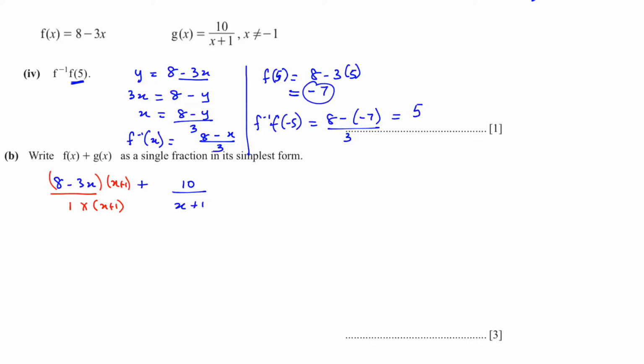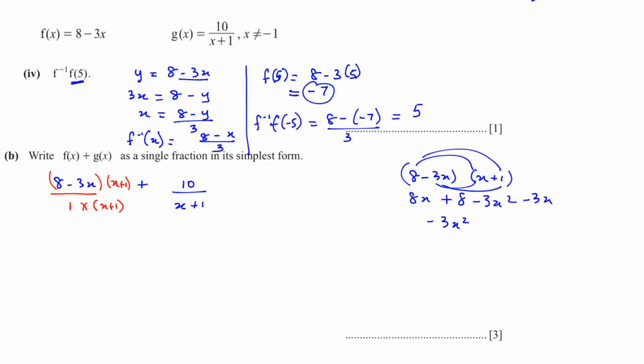Open the bracket up. You can expand the bracket on the side here. You have 8 minus 3x times x plus 1. So 8 multiplied by x is 8x. 8 multiplied by 1, 8. Negative 3x squared, and negative 3x multiplied by 1 is negative 3x. Arrange it so you will get negative 3x squared plus 5x plus 8.